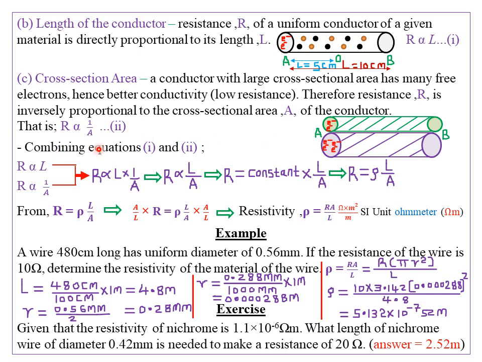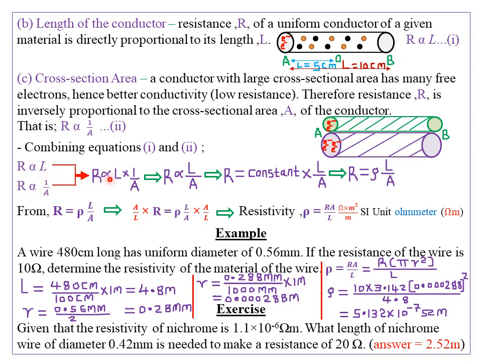Now, if I combine equation 1 and 2, that is the equation for length and resistance, and the equation for resistance and cross-sectional area, I'll have, remember, resistance is directly proportional to the length of the conductor, and also resistance is inversely proportional to the cross-sectional area of the conductor. So if I combine these two equations, you can see that resistance is common in both equations. Therefore, I'll have resistance R is directly proportional to length, but at the same time, it is also inversely proportional to cross-sectional area. Therefore, I just pick one R.